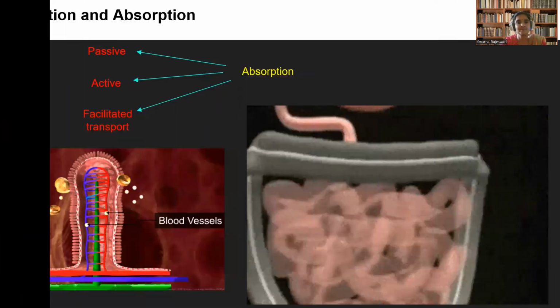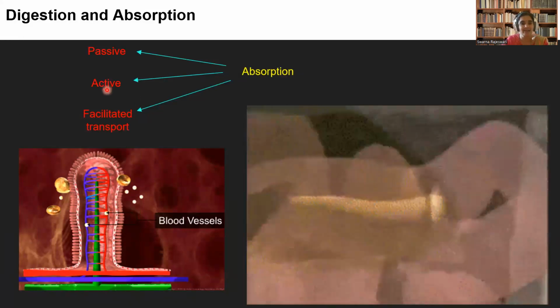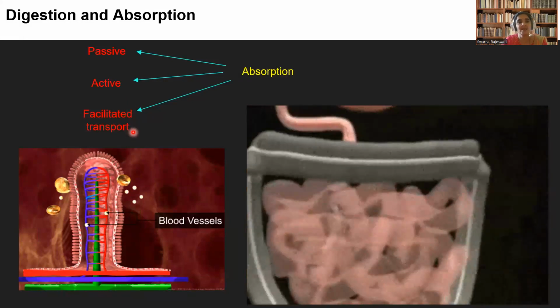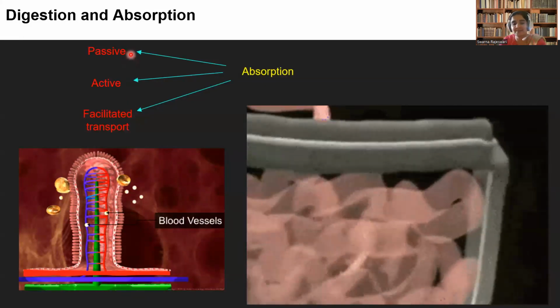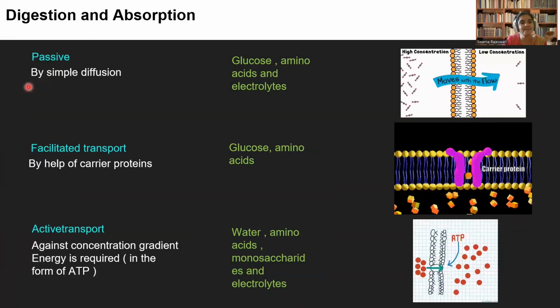When we see absorption of digested products, there are three mechanisms of absorption: passive absorption, active absorption, and facilitated transport. Now we will define each of them. First, passive absorption takes place by a process called simple diffusion. What is meant by passive absorption? It is the movement of the digested food particles from the high concentration gradient to the low concentration gradient through the wall of the small intestine without involvement of energy. We call it passive absorption.